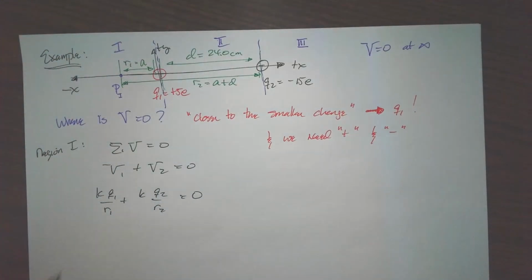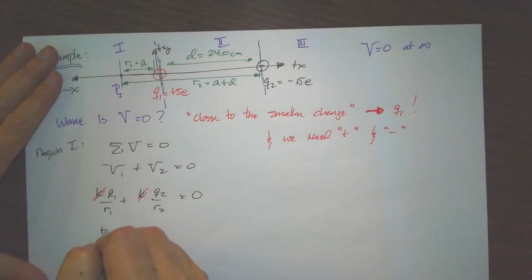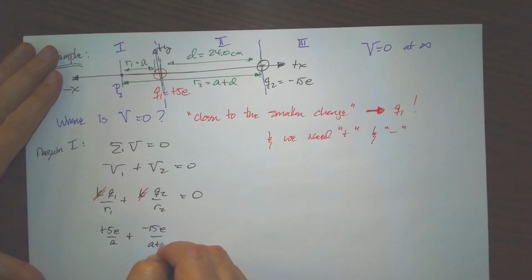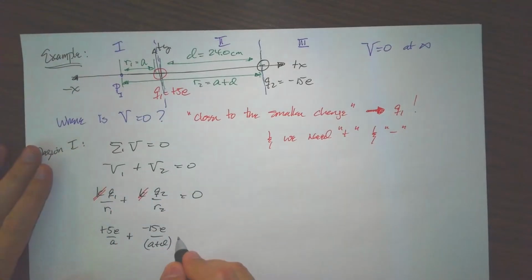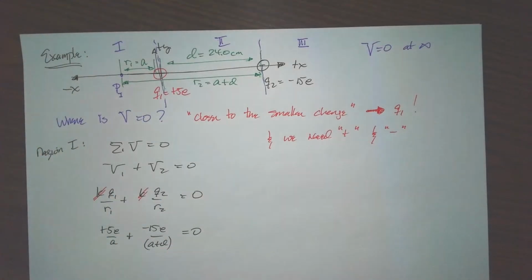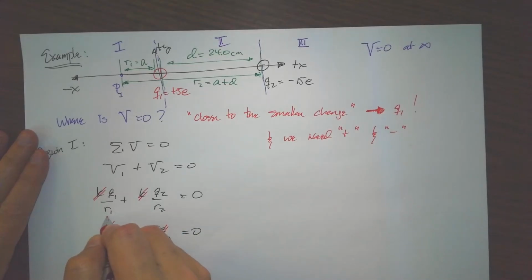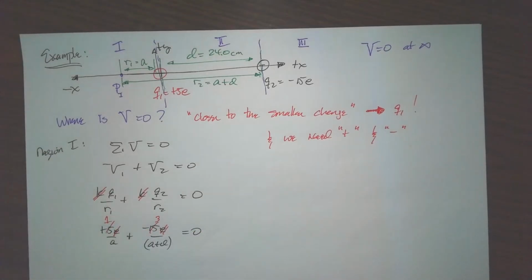The K's drop, like they did with the field calculation. And I can put in that my Q1 is going to be plus 5E over my R1 is A, and Q2 is minus 15E over my A plus D equals 0. Now you'll see that the fundamental unit of charge drops, and there's a common factor of 5. Solve for A.